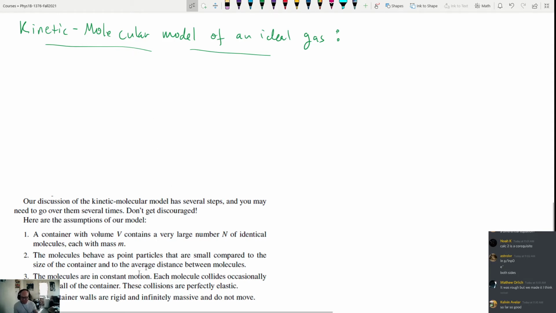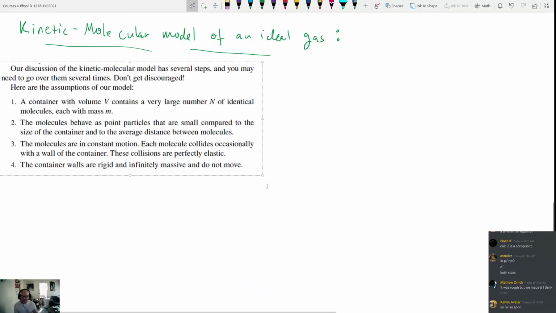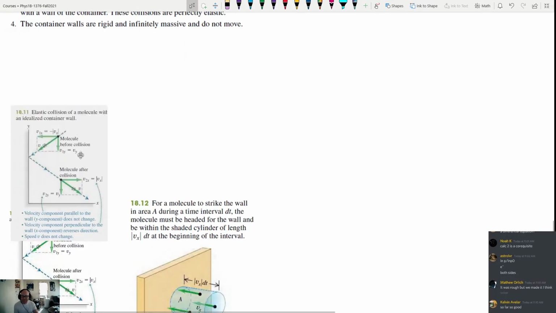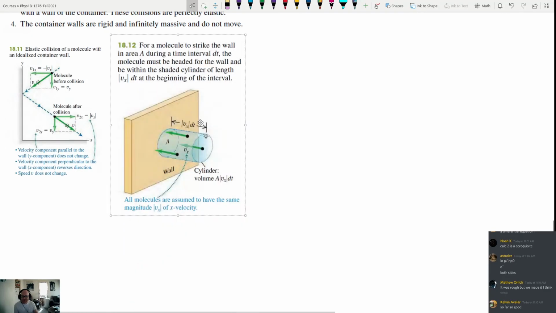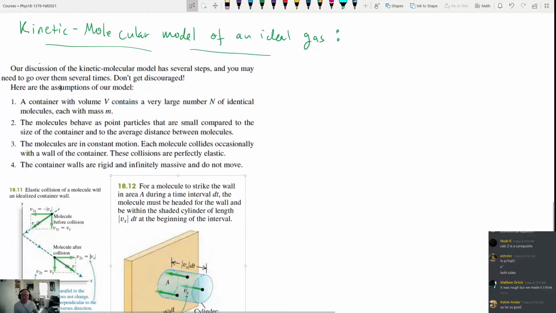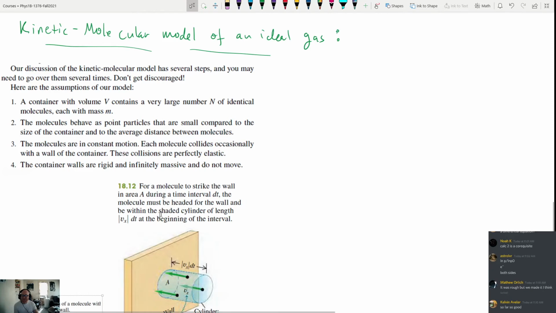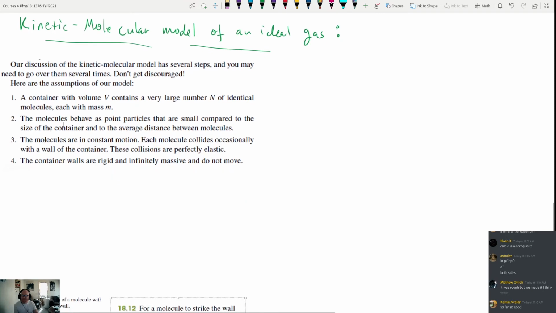So we're going to make some assumptions. These are the assumptions. Let's just look at these words for now. Our discussion of the kinetic molecular model has several steps. You may need to go over them several times. Don't get discouraged. I don't know if you need to go over them several times. You just need to understand the results that we get out of this.